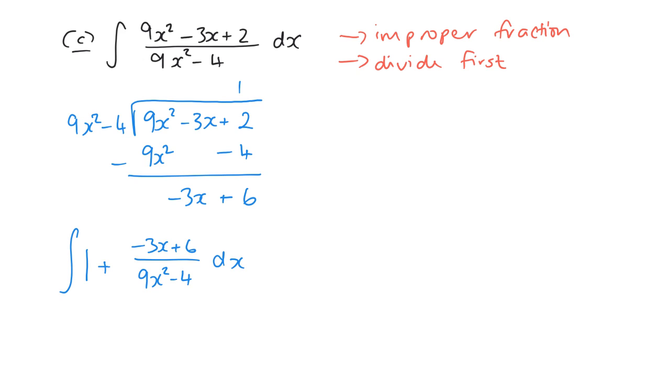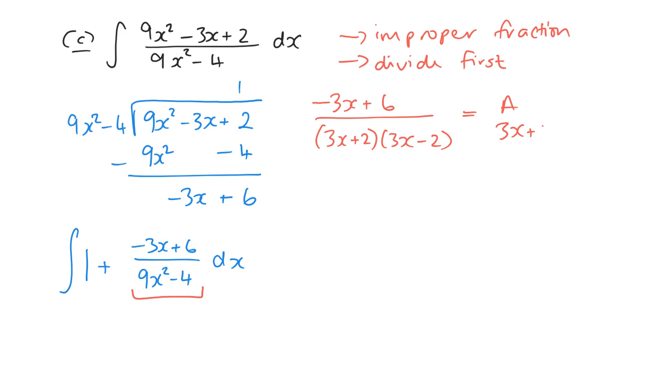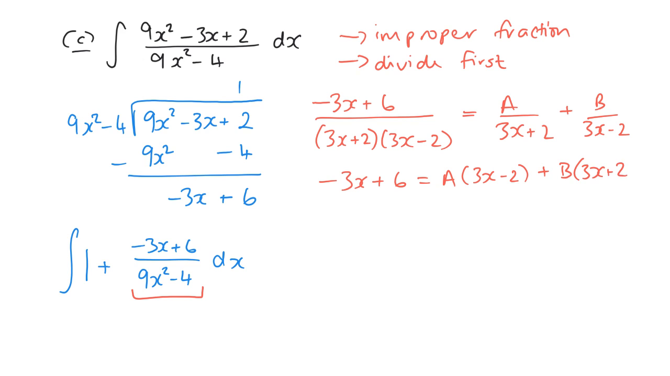That's what we're integrating. So now we're going to take this fraction bit and do our partial fractions on it. So we can write that as minus 3x plus 6 over, that's the difference of 2 squares, so (3x plus 2)(3x minus 2). So that's A over 3x plus 2 plus B over 3x minus 2. That's minus 3x plus 6 equals A(3x minus 2) plus B(3x plus 2).